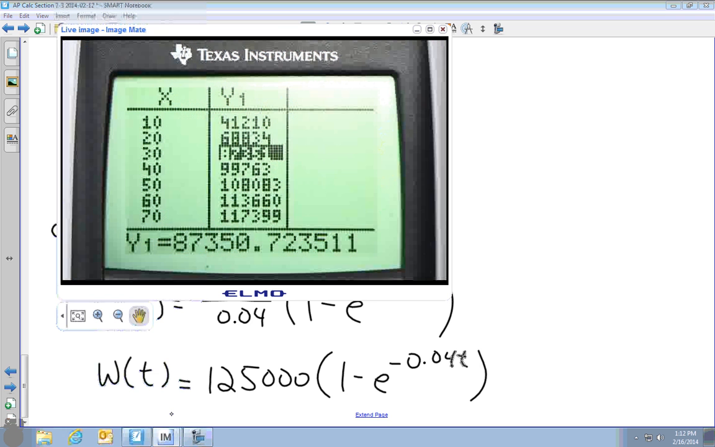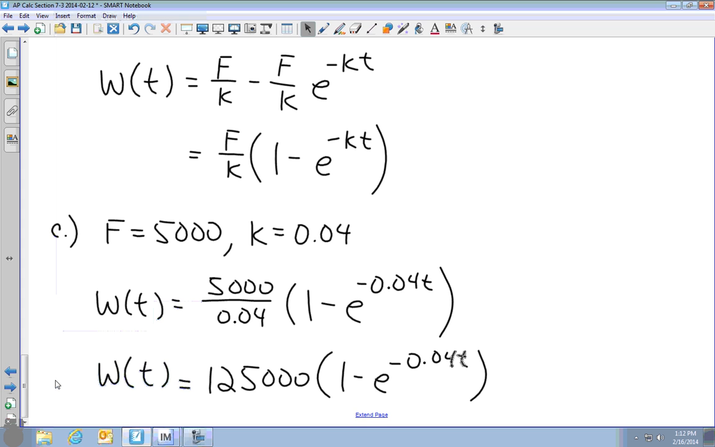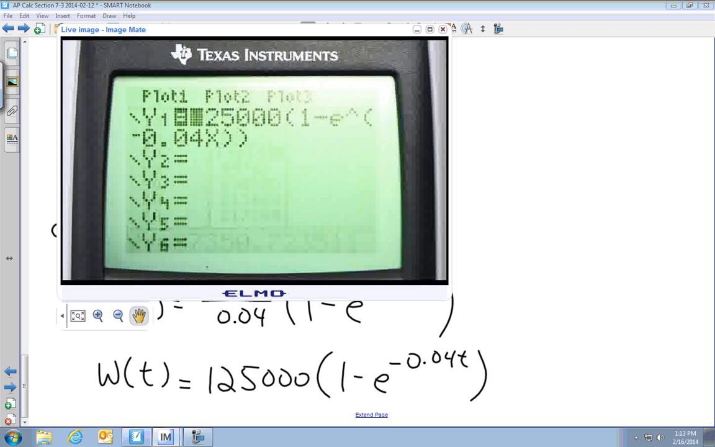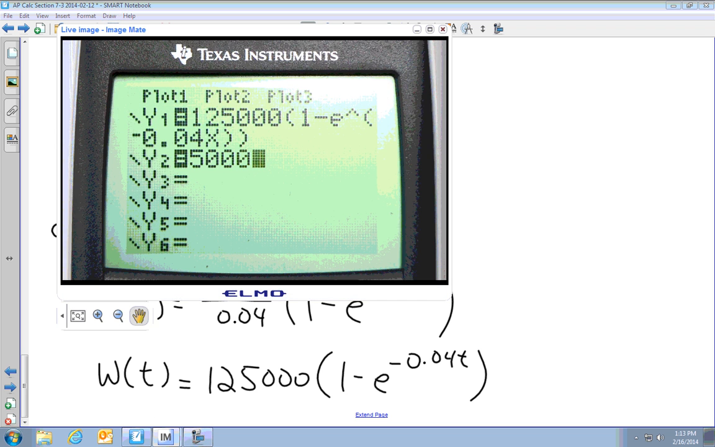All right. They also said, after each of these intervals, how much water has flowed in and how much has leaked out. Well, they told us the flow rate. If we go back here, they told us that F, our flow rate, was 5,000 cubic feet per hour. So it's flowing in at a constant rate. So if I just take the rate and multiply by how much time has passed, I can find out how much water has flowed in. So let's punch that into the calculator then. So in y2, we'll take 5,000 times x.